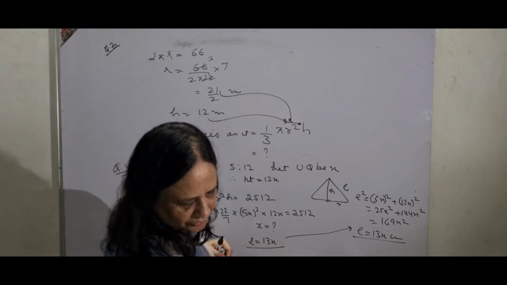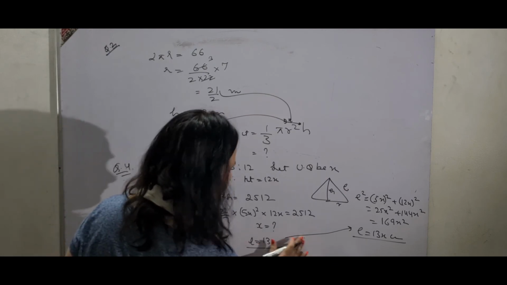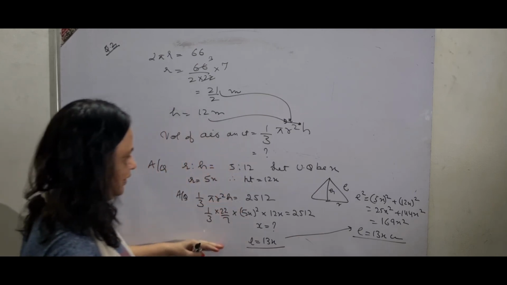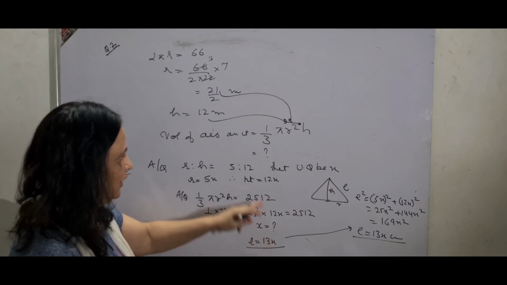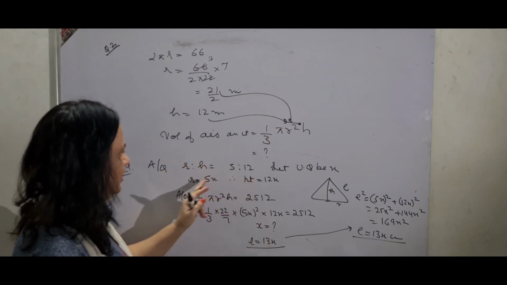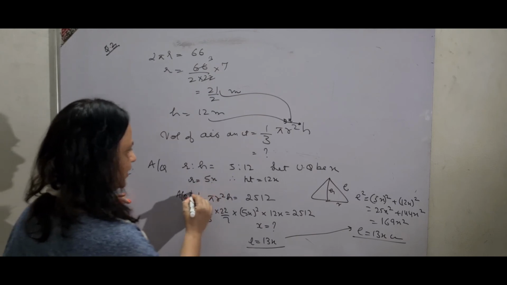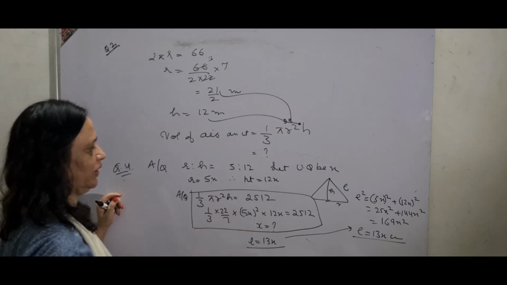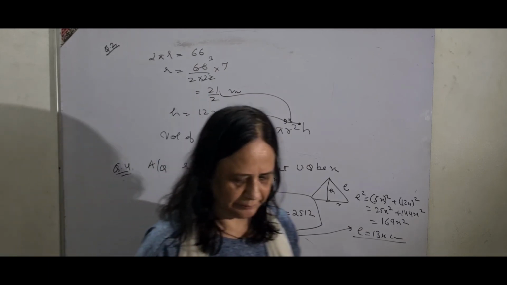Then they have asked you to find the slant height. Of course, the formula for the slant height, you have found. They have asked you to find the radius and slant height, both things are there. Slant height is 13x, substitute the value of x. And of course, radius is 5x, then again substitute the value of x. This is the key to the question: 1 by 3 pi r square h is equal to 2512 cubic centimeter.